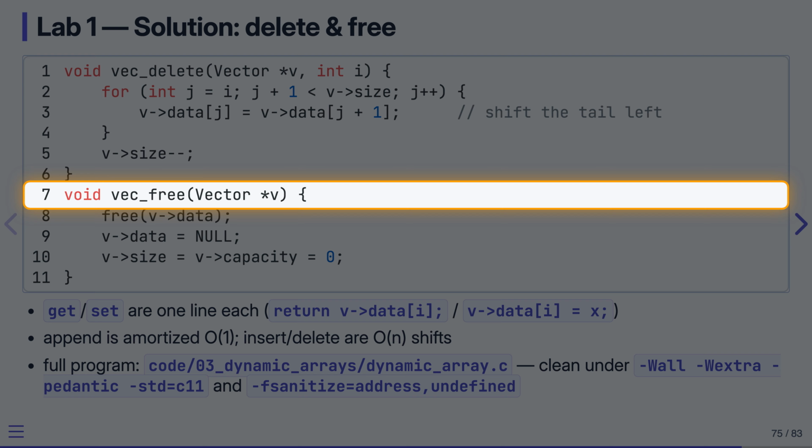Finally vec_free. It calls free on the block, sets the data pointer to null, and resets size and capacity to 0. That is 1 free for the whole vector.